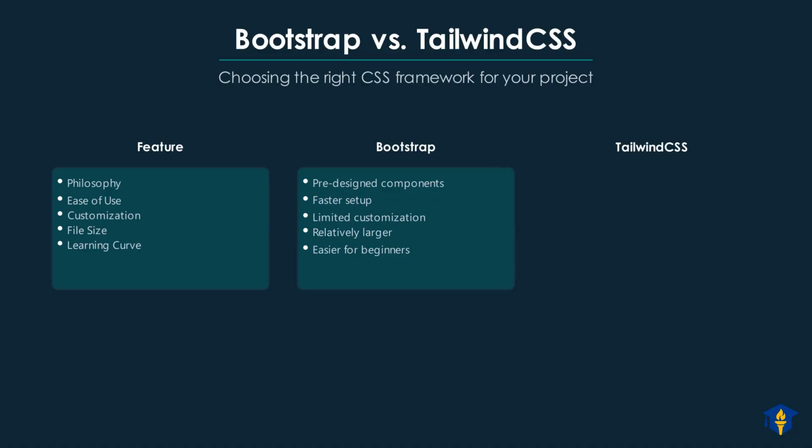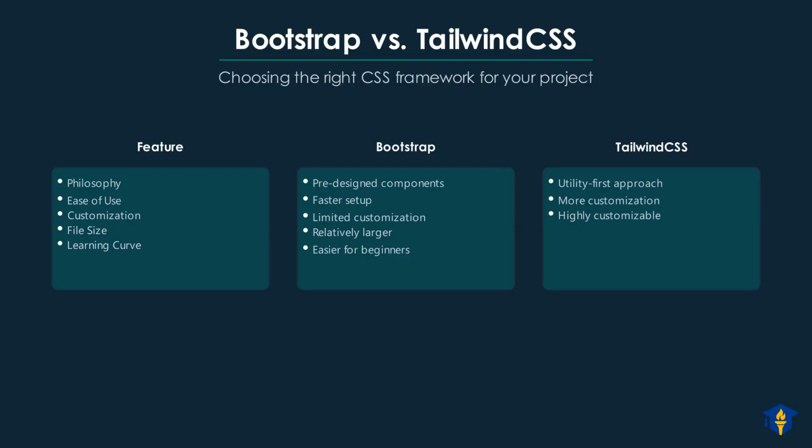Let's now consider how Tailwind CSS compares across these same features. Tailwind CSS employs a utility-first approach, providing low-level classes for granular styling control. This framework requires more customization initially, as you build designs from smaller utility classes.